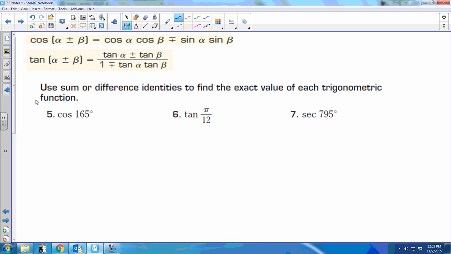All right, I have one more example. This one doesn't take as long. A few things. First of all, it's asking for secant. There isn't a secant identity for sums and differences, so which one are we going to use? Cosine. So we're going to use cosine and flip it over, or you can flip it over from the beginning, whatever you want to do, but you're going to use cosine.